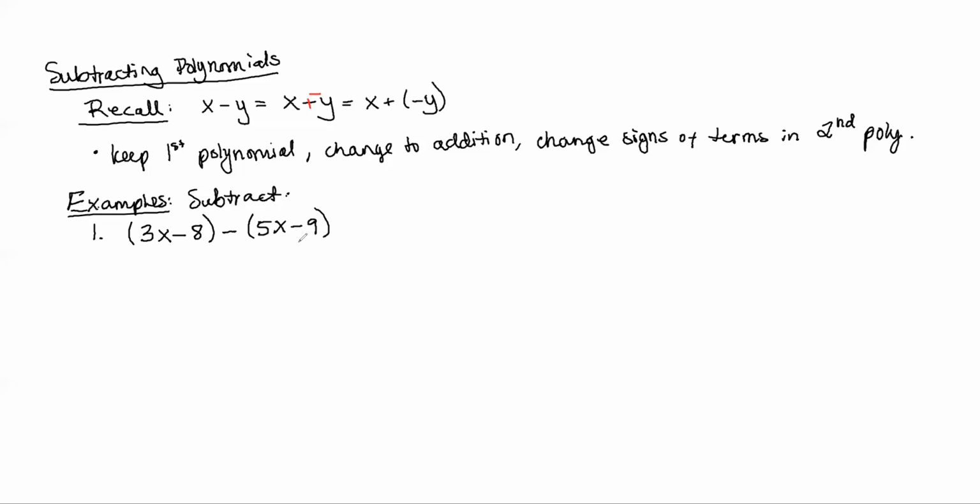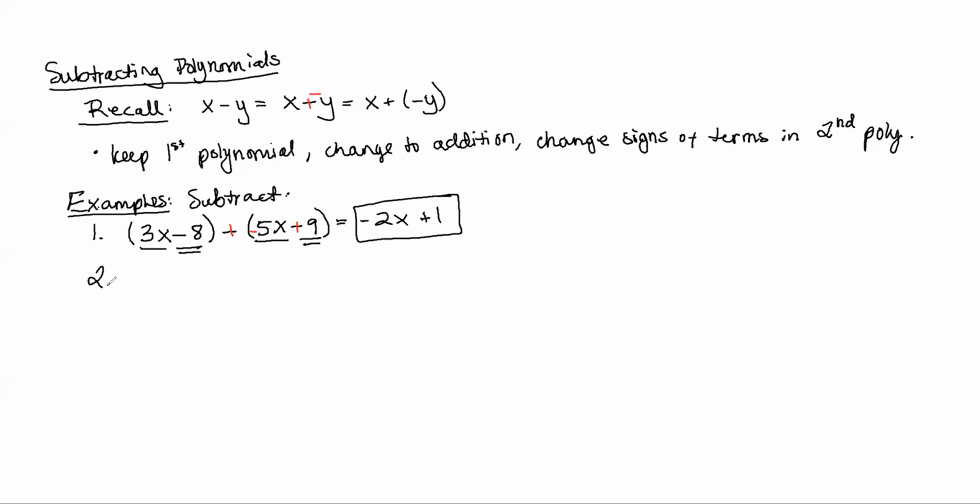So to avoid that, we're going to keep this first one the same, change this to addition, so we're going to add, and then the opposite. So change both of those signs. And now we can go ahead and just add these two, just like we were just doing. So 3x and a negative 5x is negative 2x. Negative 8 plus positive 9 is a positive 1. And that's it, just combining like terms.